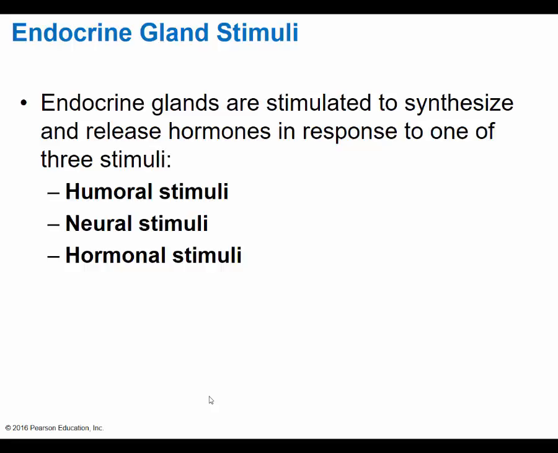And another one is a hormonal stimulus, which means the endocrine gland itself has receptors on it that, when another hormone binds to it, tell that endocrine gland, okay, secrete your hormone now. So we call that a tropic hormone, the one that stimulates another endocrine gland to secrete its hormone. We'll talk more about tropic hormones in a little bit.